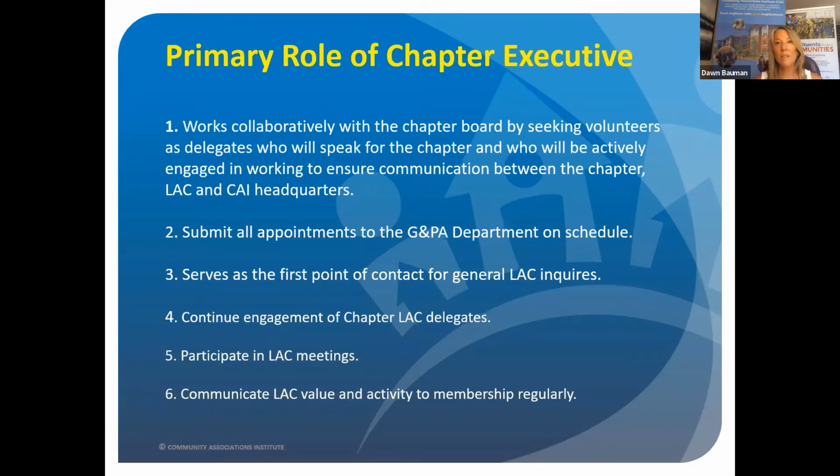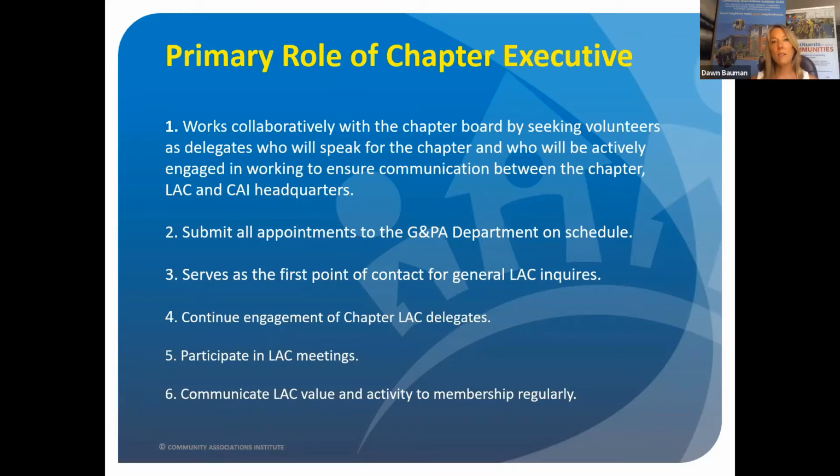And what's really important is the chapter board feels very comfortable with their delegates, that their delegates are the ones they think are going to be best for the association, to be able to advocate in the best interest of the members, that maybe they have connections with some of the politicians, some of the legislators. They're good communicators to the Legislative Action Committee and back to the chapter. So those delegates are really, really important. They're an important link between the chapter and the Legislative Action Committee, and to our office as well.